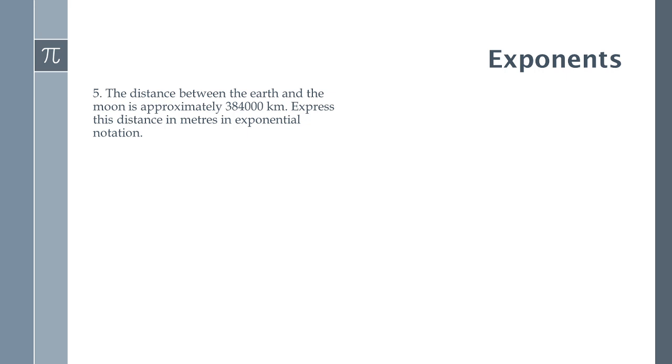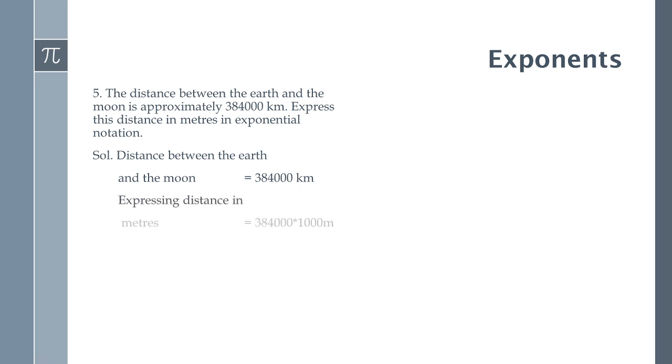Now it's a word problem. See, be careful here. The distance between the earth and the moon is approximately 384,000 kilometers. Express this distance in meters in exponential notation format. Right? Distance between the earth and the moon is 384,000 kilometers. Now expressing the distance in meters. So here 384,000 into 1000 meters, because 1 kilometer is equal to 1000 meters. That's a formula.